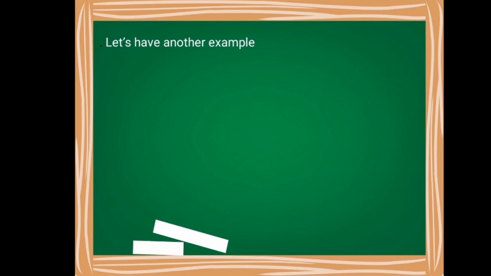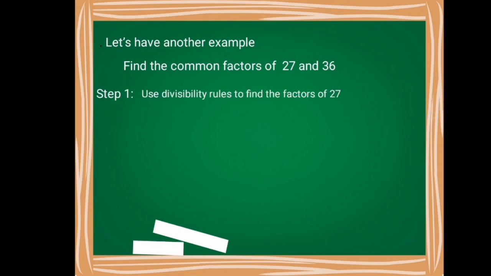Let's have another example. Find the common factors of 27 and 36. So, kagaya kanina, we will answer this by using a step-by-step procedure. So first, use divisibility rules to find the factors of 27. 27 is divisible by 3 because the sum of its digits is divisible by 3. Ano ba yung mga digits niya?